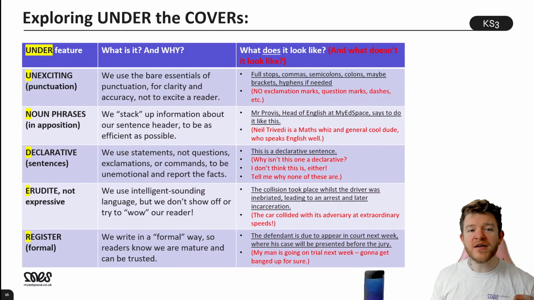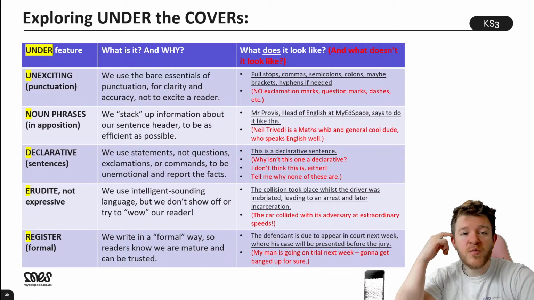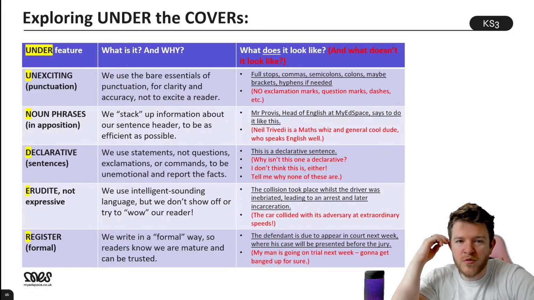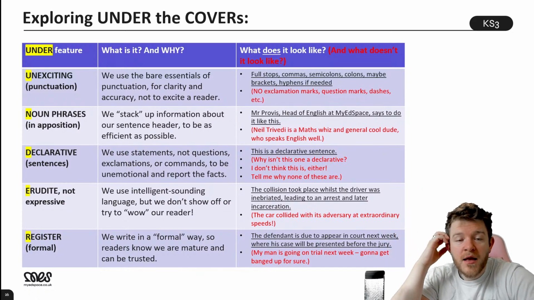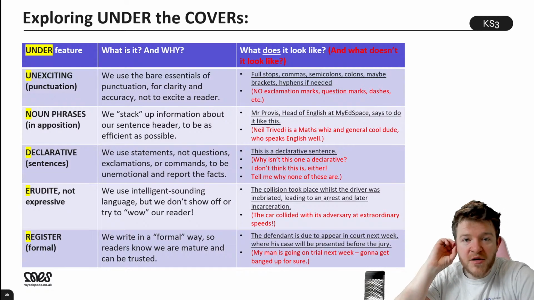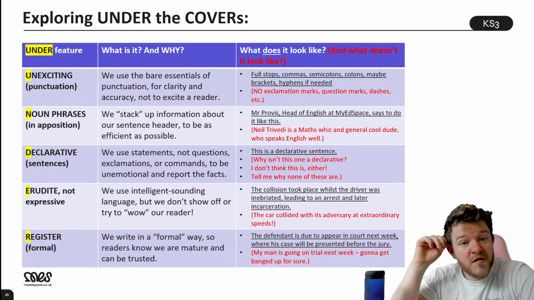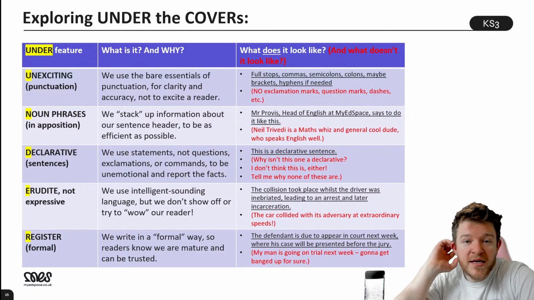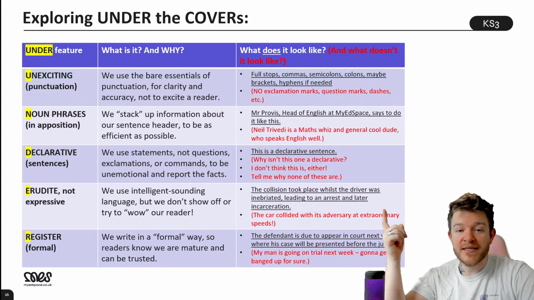Okay, the second one, noun phrases and apposition. The way that I've phrased it in my definition here is we stack up information about our sentence header to be as efficient as possible. Now, I put some examples over there straight afterwards. Mr. Provis, head of English at my headspace, says to do it like this. Let's not get confused. If we said, Neil Trivedi is a maths whiz and general cool dude who speaks English well, that's not noun phrases in apposition.